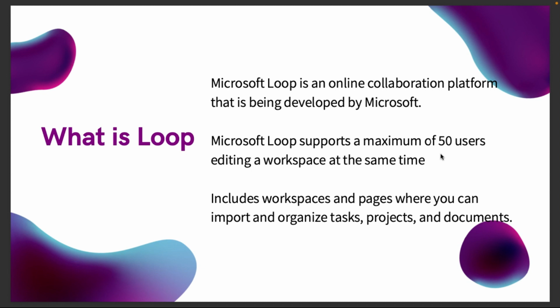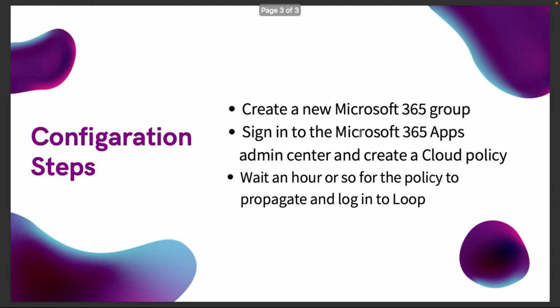So next we can go for how we can configure Microsoft Loop. I will go through the steps. Configuration steps: create a new Microsoft 365 group, sign into the Microsoft 365 Apps admin center and create a cloud policy. And wait, maybe it takes more time to propagate the Loop policy. So first we will go to the Microsoft admin center and create one security group.